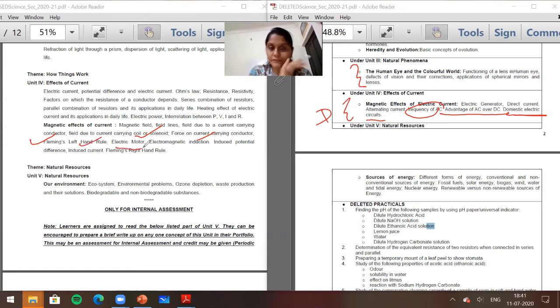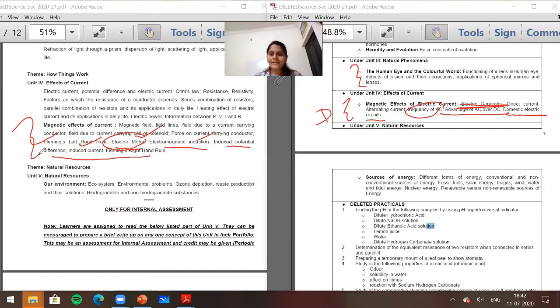Electric motor, just the initial part. Okay, electric motor is there. Electric generator is not there. Motor is there, generator is not there. So you can expect a question from motor for its diagram, construction, working. Now, electromagnetic induction, EMI, induced potential difference, all the remaining topics are there. The last 30% of the chapter has been deleted.